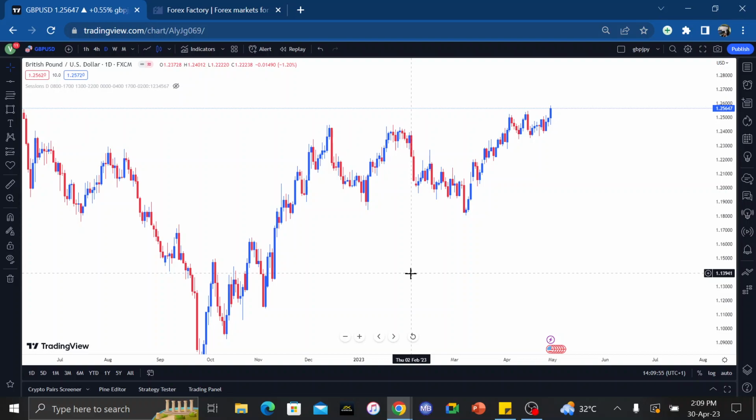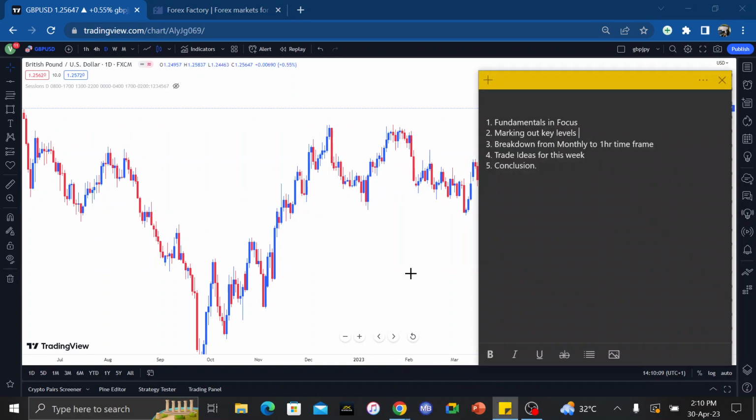Alright guys, I'll be breaking down GBPUSD for us so we can at least have an idea of where price is going to next for this particular week. So I have a little table of contents, four things which I'll just go over.